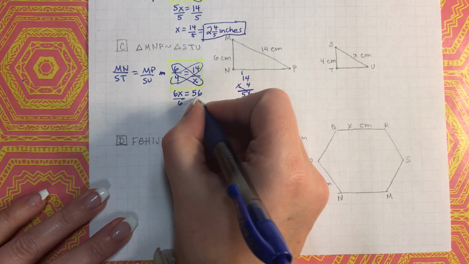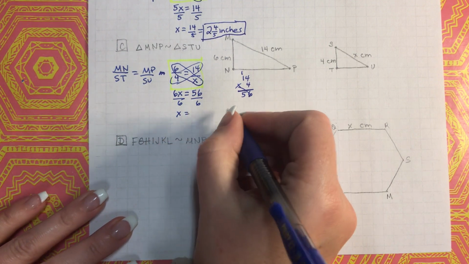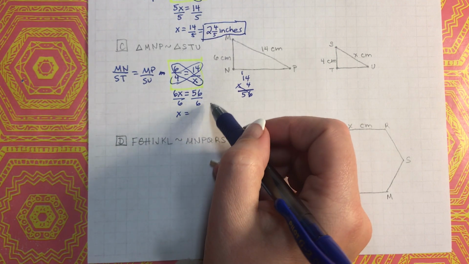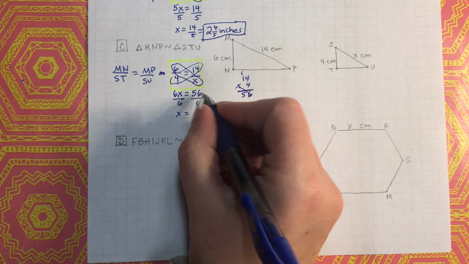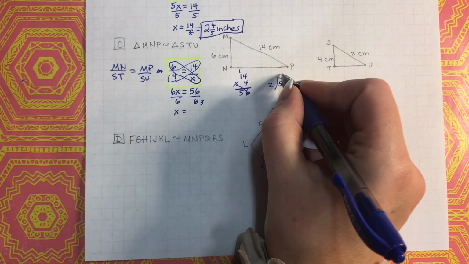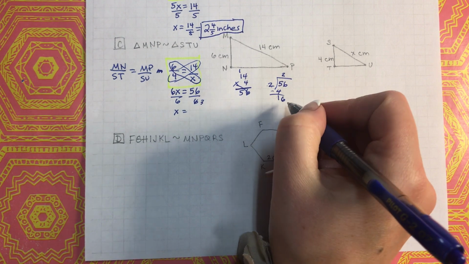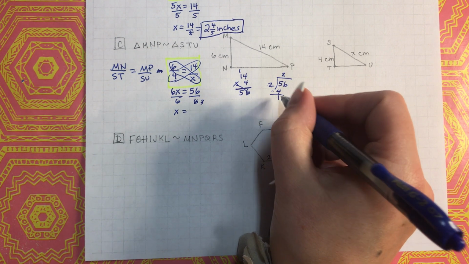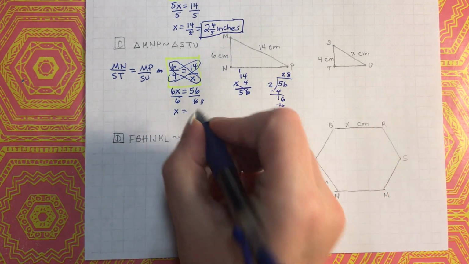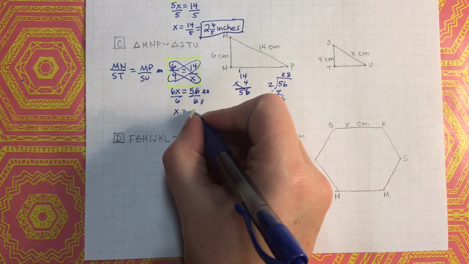So use that division property of equality. 6 divided by 6 is 1. We end up with X. And then we just need to simplify that. So what goes into both of these numbers? I'd say 2. 2 goes into 6 3 times. 2 goes into 56. 2 goes into 16 8 times. Okay, no remainder. We're done. So it goes in 28 times.